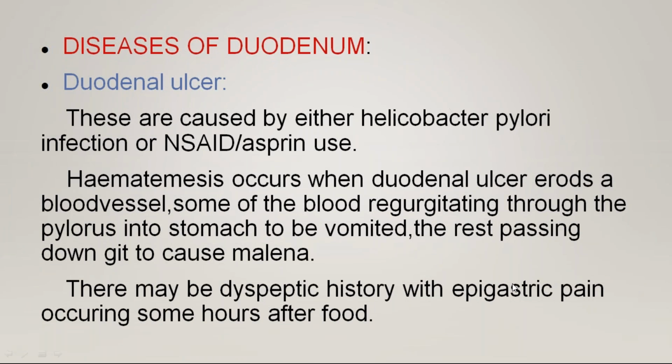Disease of the duodenum: duodenal ulcers are also a most common cause of upper GI bleed. These are caused by either Helicobacter pylori or NSAID use. Hematemesis occurs when a duodenal ulcer erodes into a blood vessel.